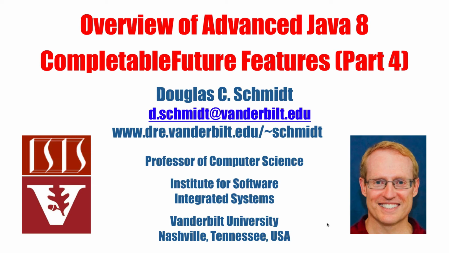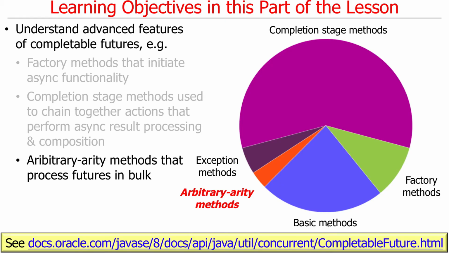So the last piece of the puzzle here are the so-called arbitrary-arity methods, right? So remember, we've got these different types of CompletableFuture methods, right? So we've got completion stage methods, then apply, then accept. We've got factory methods, supplyAsync, runAsync, exception methods, handle and exceptionally. Arbitrary-arity methods, which we'll talk about in a second. The basic methods, you already know what those are, hopefully get and join and so on. So those are just examples of these different things.